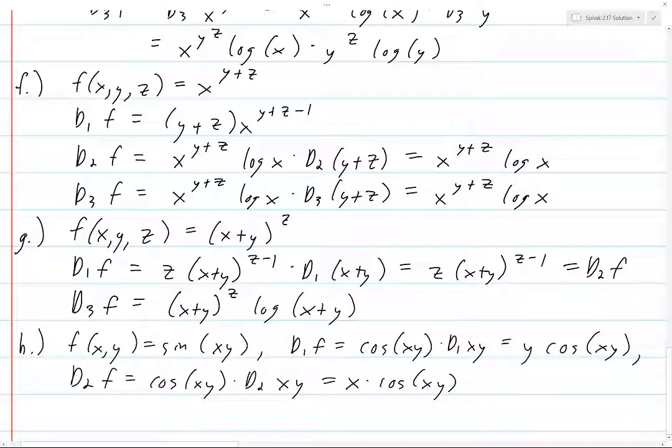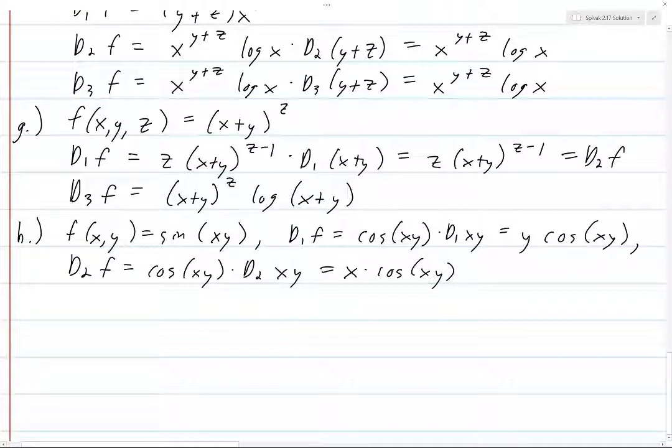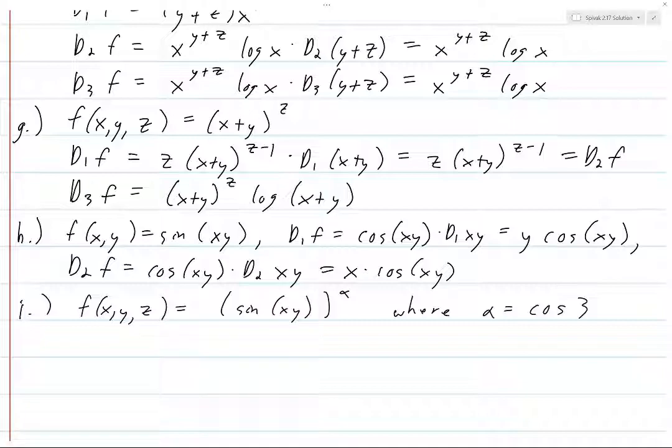Okay. And then finally we have i. So what is i going to be? We've got f of x, y equals, and I'm going to write this like this. So we have sine of xy to the power of alpha, where alpha equals cosine of 3. So cosine of 3 is just some number. It's not 1 and it's not 0, so it doesn't cause any strange things to happen. But it's just a number, and instead of having to write out cosine 3 every single time, I'm just going to write alpha.